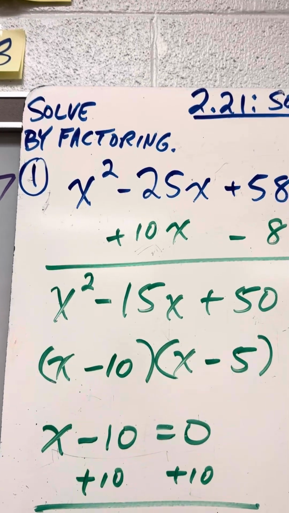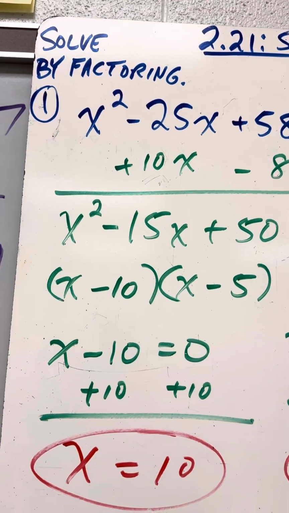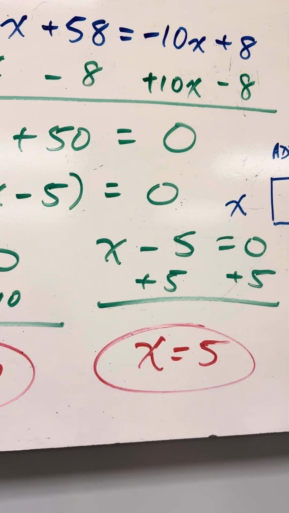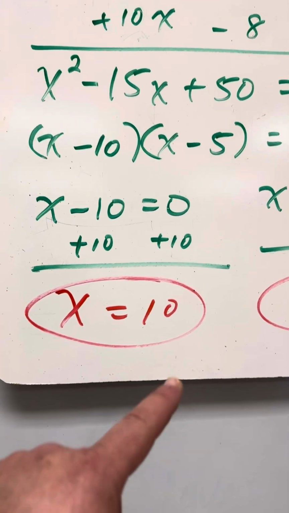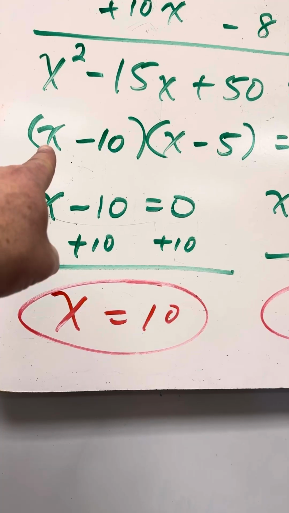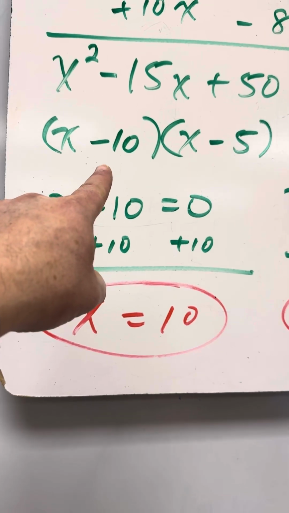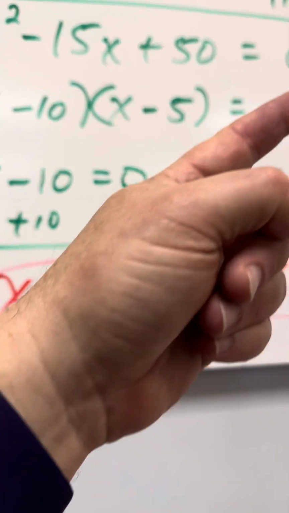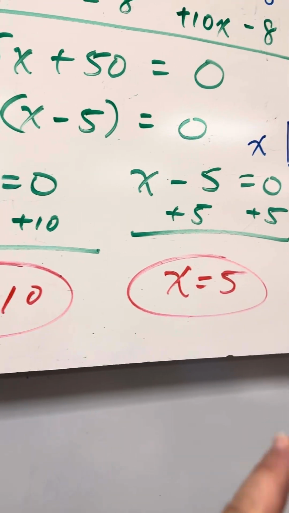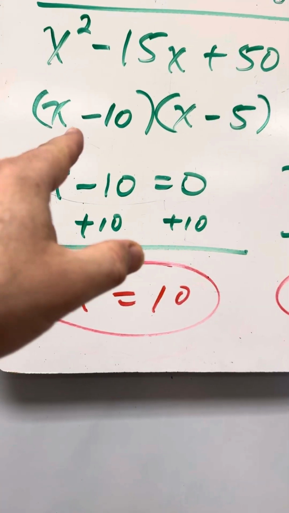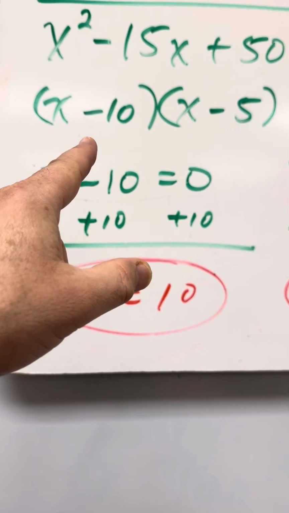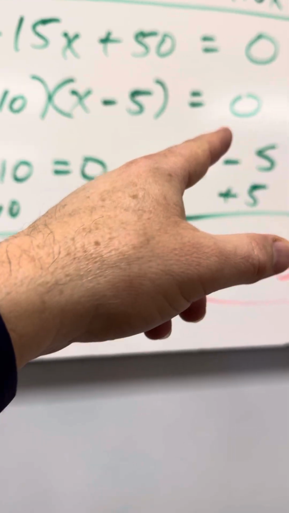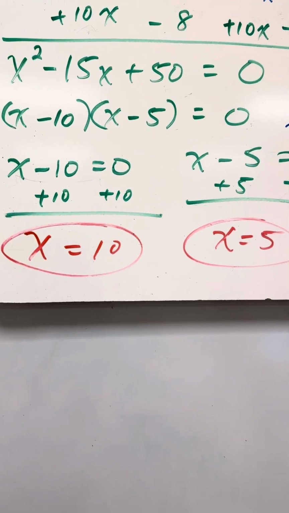So add 10 to both sides, you get x equals 10. Add 5 to both sides, you get x equals 5. Which hopefully makes sense because if you put 10 in for x, you get 10 minus 10 is 0. 10 minus 5 is 5, but 0 times 5 equals 0, right? If you put 5 in for x, 5 minus 10 is negative 5. But 5 minus 5 is 0, so negative 5 times 0 is also 0. So you have two answers.